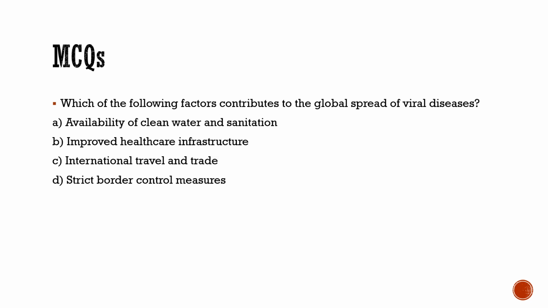Which of the following factors contributes to the global spread of viral diseases? Availability of clean water and sanitation, improved healthcare infrastructure, international travel and trade, or strict border control measures. Answer is international travel and trade.